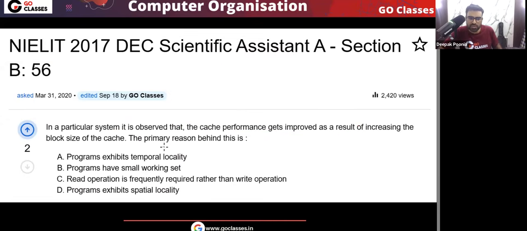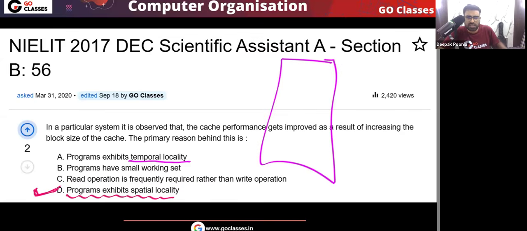So the answer for this question will be that programs exhibit spatial locality. So for this question, the answer will be option D. Let's see option A: programs exhibit temporal locality. This has nothing to do with the block size. Temporal locality has nothing to do with the size of the block. Very simple. Next, the programs have a smaller working set. No. The read operation is frequently required rather than the write operation. No.